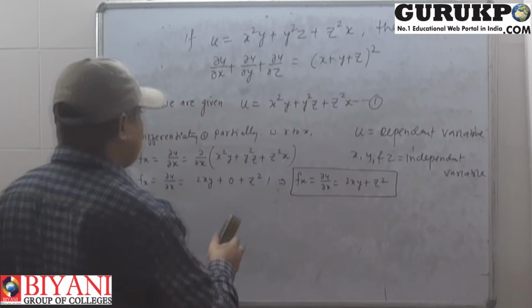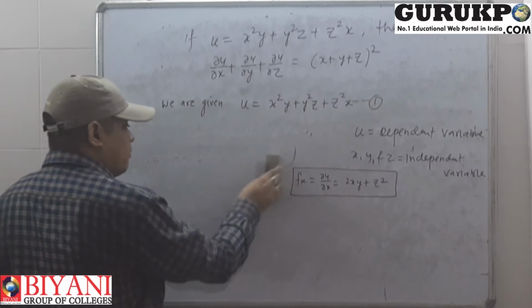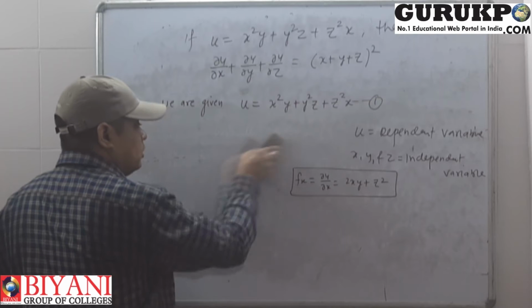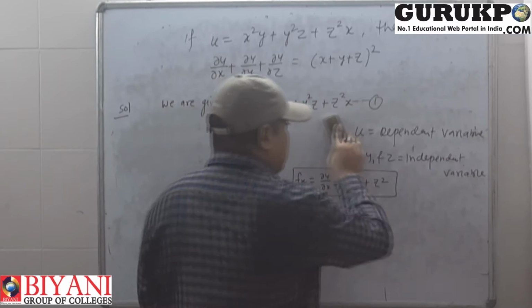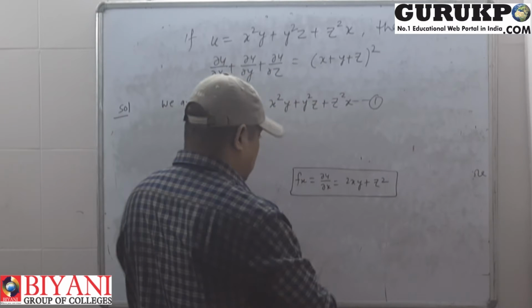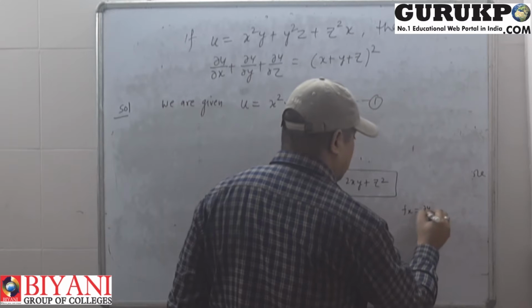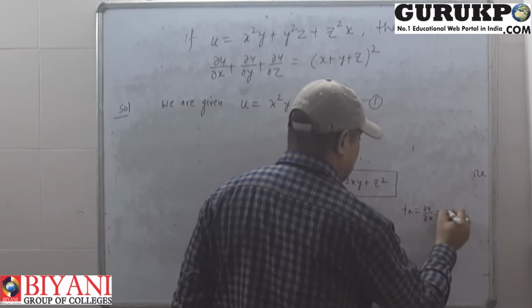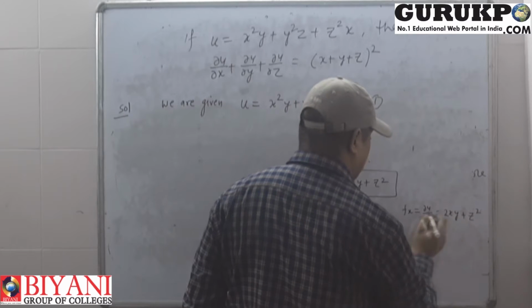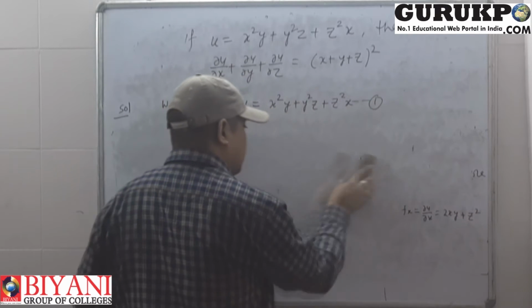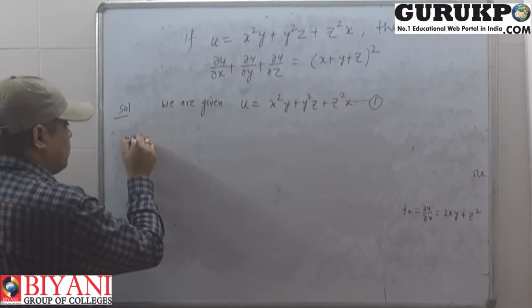Similarly, we can find del u by del y. Let's write f of x here. F of x is equal to del u by del x, which is 2xy plus z square.